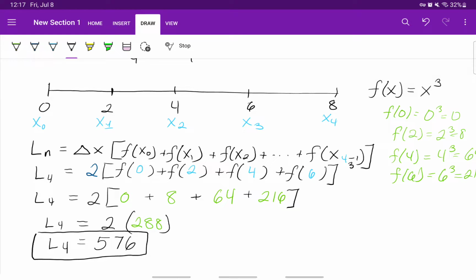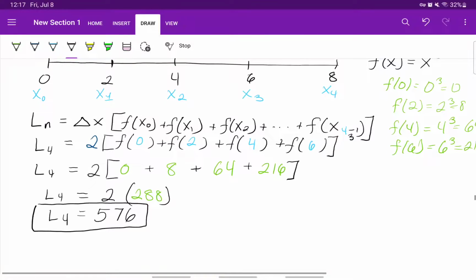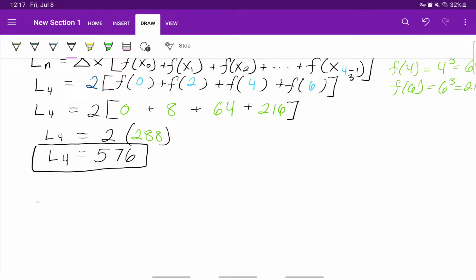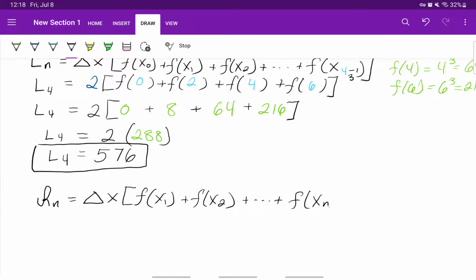Now we're going to use right endpoint rectangles. And the formula is just slightly different, but it's kind of the same. It is delta x times, in brackets, f of x sub 1 plus f of x sub 2 plus, all the way to f of x sub n.